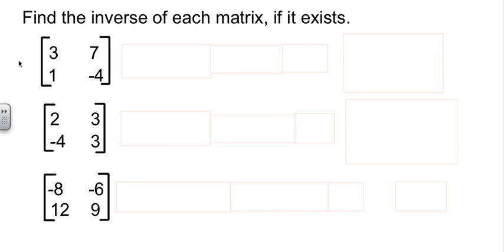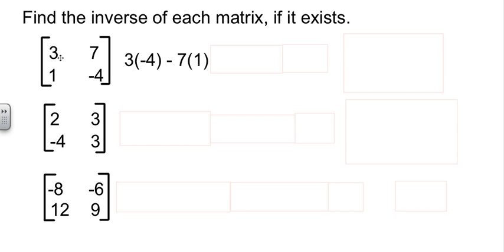So let's find a few inverse matrices before we go to work with them. We have a matrix here. It's a square, 2 by 2, which is a good thing. First thing I want to do is figure out the determinant. Because if the determinant's 0, I can stop. I know the answer is it does not exist.